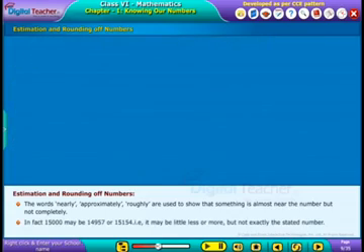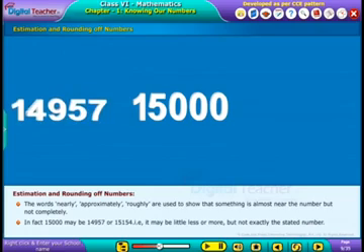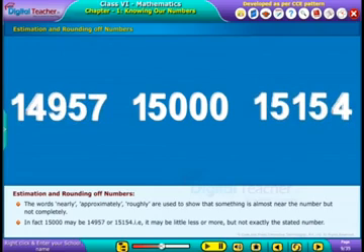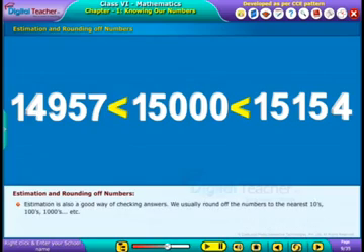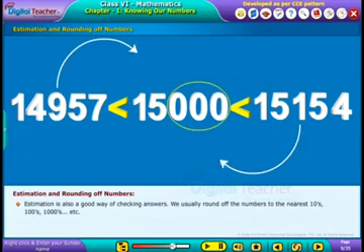In fact, 15,000 may be 14,957 or 15,154. That is, it may be little less or more, but not exactly the stated number. Estimation is also a good way of checking answers. We usually round off the numbers to the nearest tens, hundreds, thousands, and so on, etc.